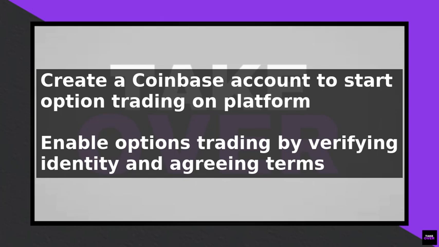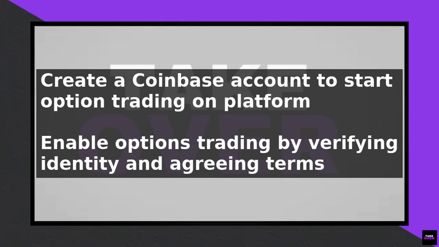First, you need to create a Coinbase account and enable options trading. To do this, go to the Coinbase website or mobile app and log into your account. Then, navigate to the options trading section and follow the prompts to enable it. You may need to verify your identity and agree to the terms and conditions.